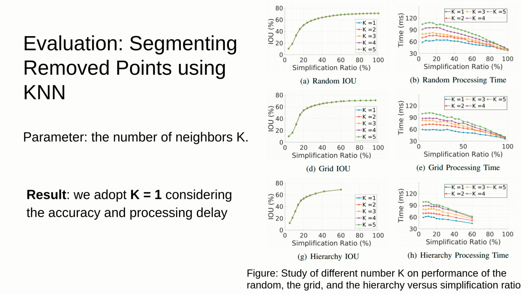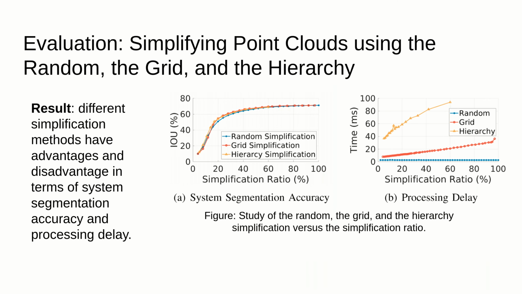Considering the accuracy and the processing delay, we adopt K equals 1 in the rest of the experiments. Different data simplification methods generate point clouds of various characteristics, and thus they affect the segmentation accuracy. In addition, each simplification method takes a different amount of time to simplify a point cloud.